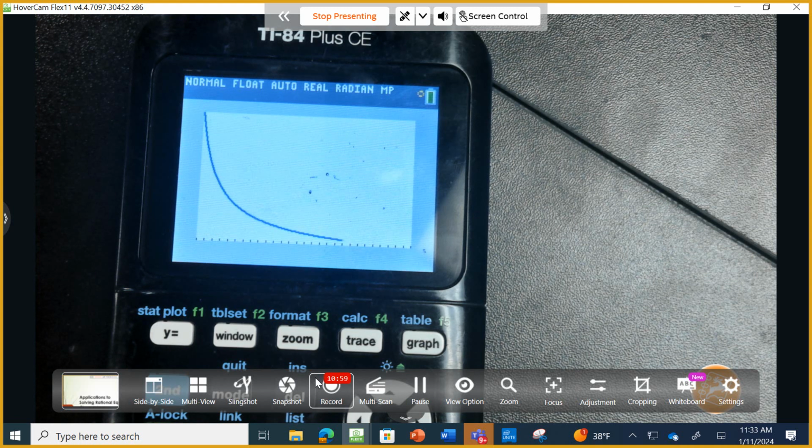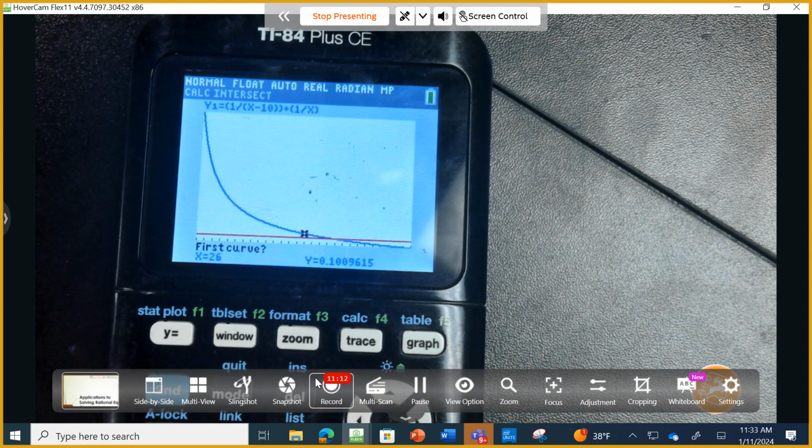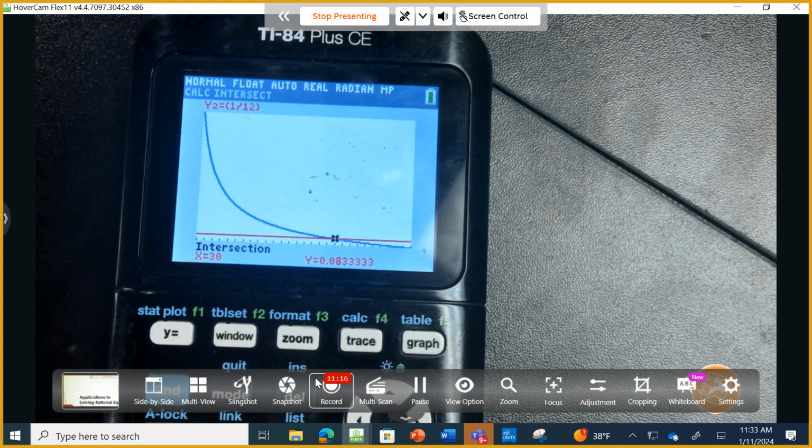We're taking the two functions represented by different colors, and it looks like they cross one time. I would like you to solve that right now. Solve to find out: second trace, intersect. Where do they intersect? I got an answer of 30.